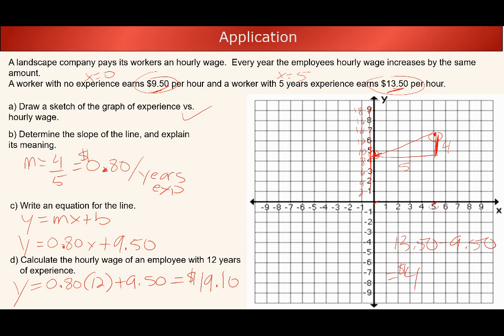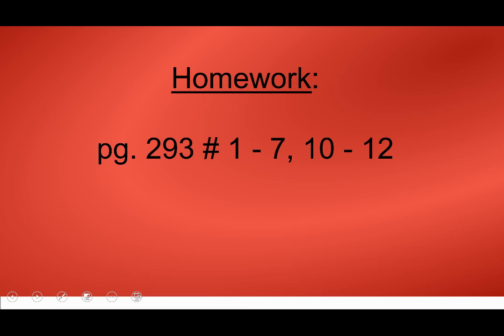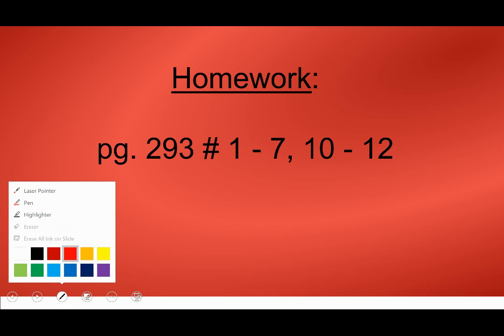Now, I highly doubt a real employer would increase your wage indefinitely. What happens when you're at 30 years experience? Just for fun, if I put in 0.8 times 30 plus 9.50, then you're at a really, really high amount, because just the 0.8 times 30 is $24. So it's like $33 an hour or something crazy like that. Anyway, that's about as crazy as this y equals mx plus b stuff is going to get for you this year.